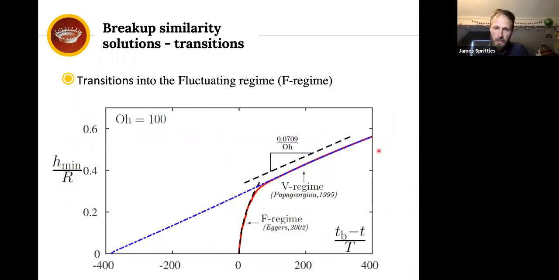So just to show you, we can then see transitions between different regimes. This is the breakup, the width of the film, the width of the jet essentially. And you see, for example, we start off in this viscous regime as predicted by Dimitrios, and then you transition at smaller scales to a fluctuating regime given by the power law proposed by Eggers.